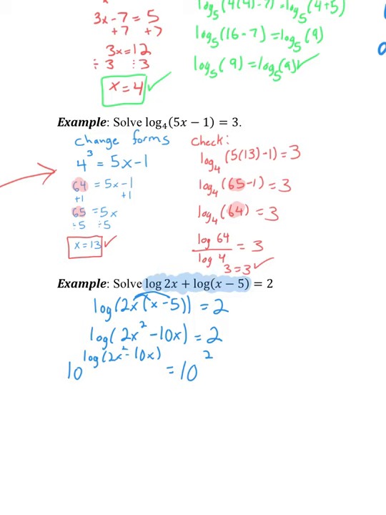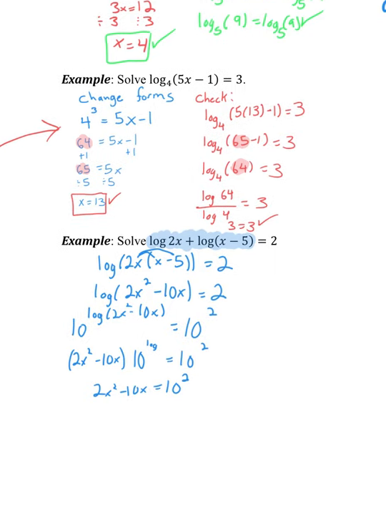Because I do base 10 of both sides, it's keeping the equation balanced. And then the 2x squared minus 10x moves out front. And then I basically have 10 to log base 10, which is just going to go away. And I'm left with 2x squared minus 10x equals 10 squared, which is what I would have gotten if I had just changed forms. But if I don't want to memorize that change forms thing, I can do this instead. Use an algebraic method.